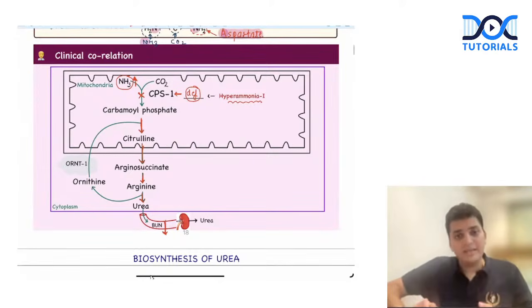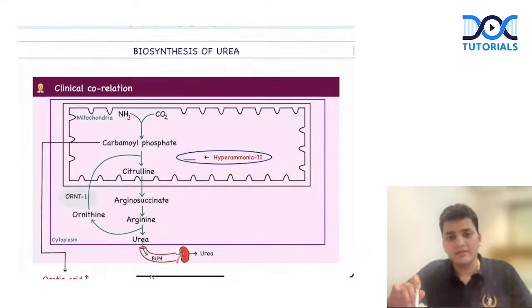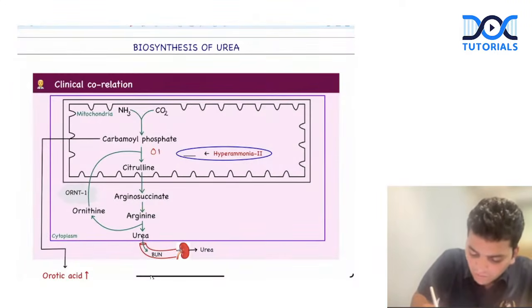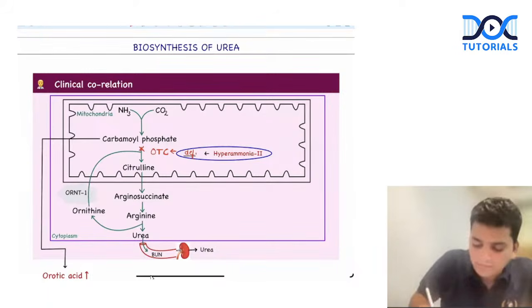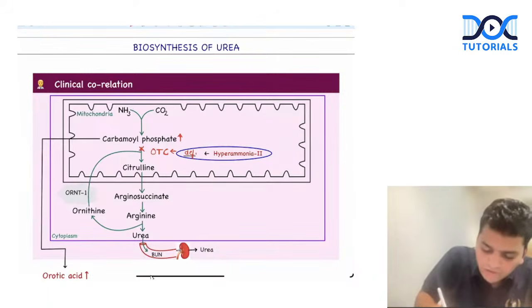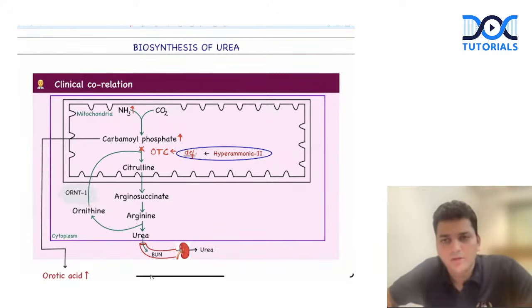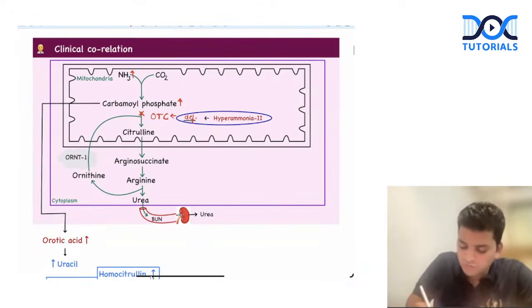If the second enzyme is not there, what is the name of the second enzyme? The name of the second enzyme was OTC, ornithine transcarbamylase. If there is a deficiency of this, then this reaction will not happen. The carbamoyl phosphate will increase, the ammonia will increase, and this is called hyperammonia type 2. So in hyperammonia type 2, the ammonia will be more, the urea will be less.